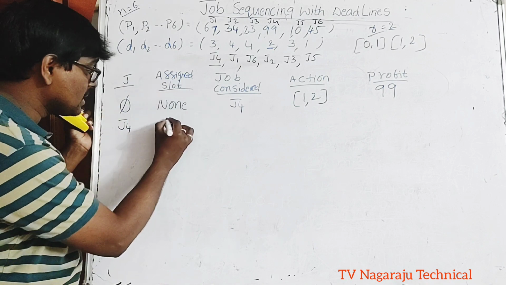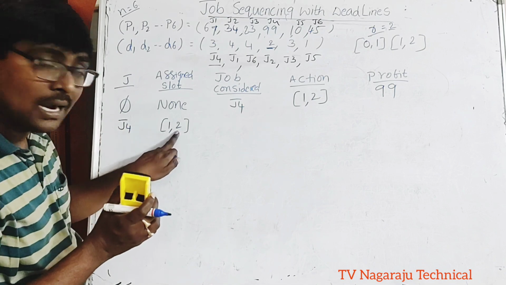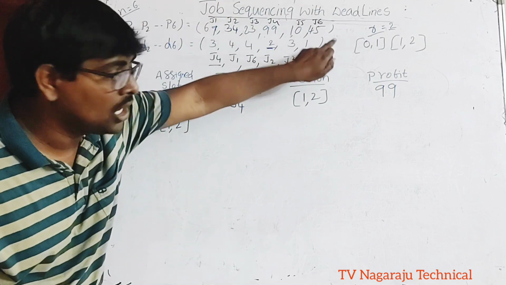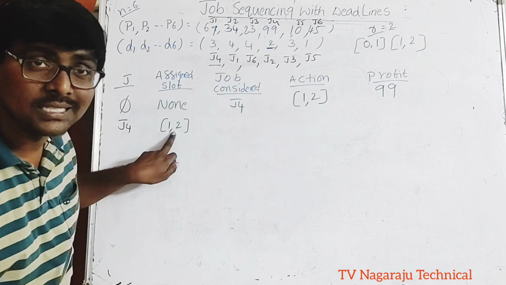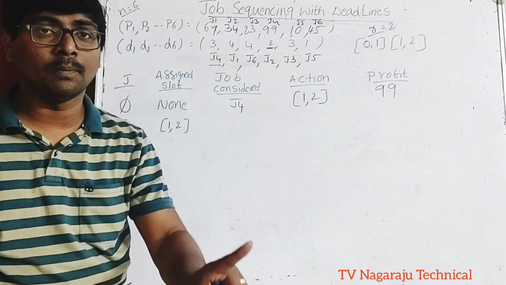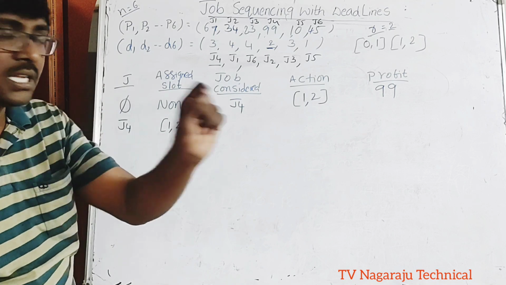What are the assigned slots? 1 to 2, this slot is used by J4. Now no other job is allowed to use this slot. One slot is used by only one job. So the 1 to 2 slot is used by J4. No other job is allowed.